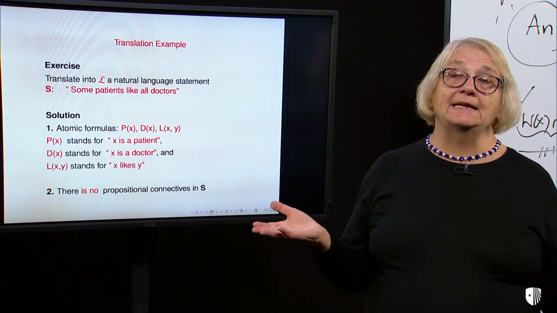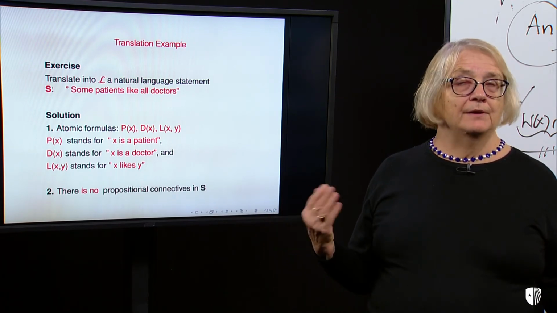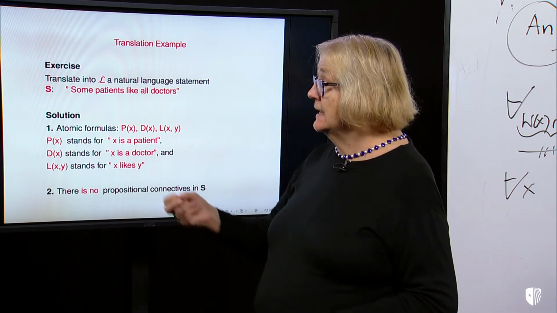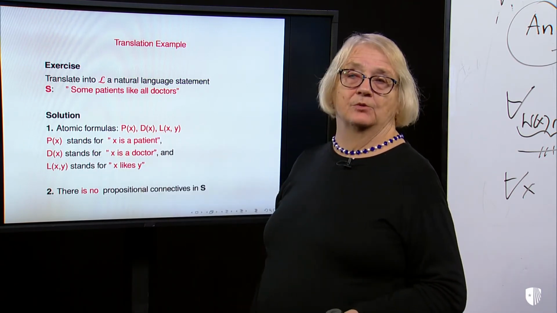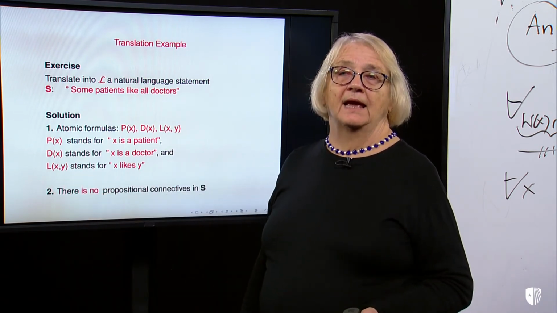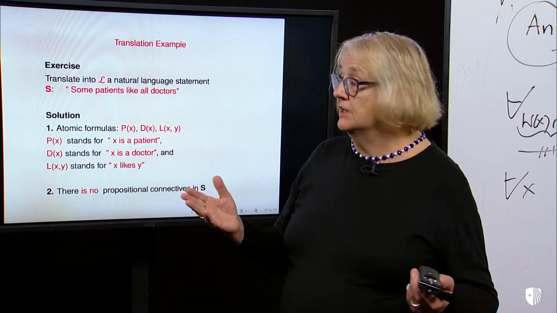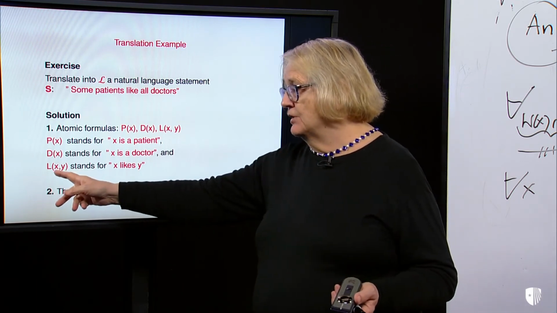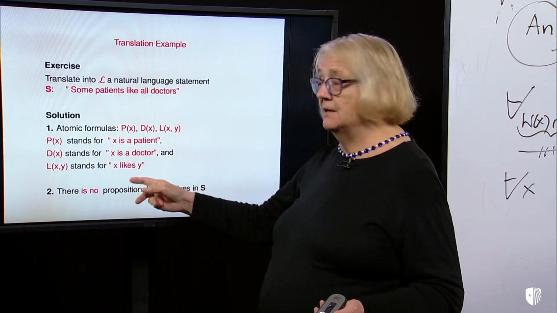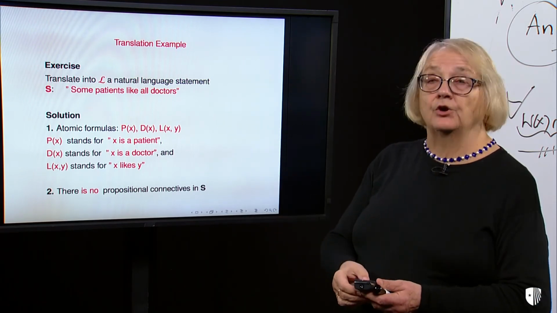This is a little bit more complicated. Like, for example, translate: some patients like all doctors. So here, the atomic formulas, relations: patient is an atomic formula, X is a patient. You have doctors, D, X is a doctor, and like is a relation. So you have a relation which goes between two arguments, X likes Y. This is the natural meaning, and these are the formulas. And there are no propositional connectives.